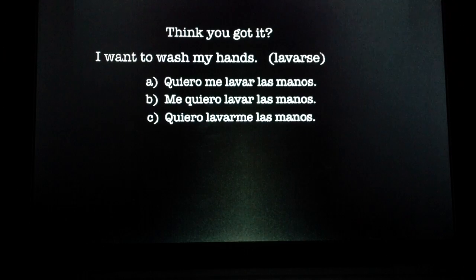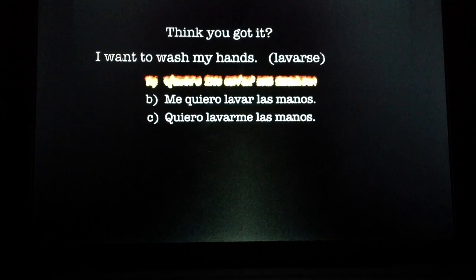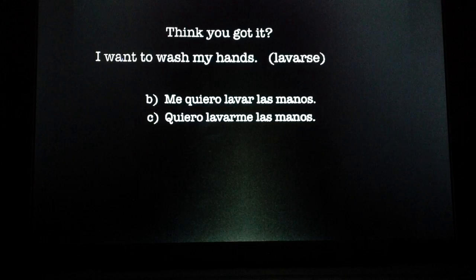So now I'm left with quiero me lavar las manos, me quiero lavar las manos, and quiero lavarme las manos. If you're a little confused, again, think of the pronoun placement rules. In front of a conjugated verb or attached to an infinitive. Look at A. Where did I put the word me? I put it after a conjugated verb and before an infinitive. That breaks both rule number 1 and rule number 2. So that leaves me with B and C. Which is the right answer?